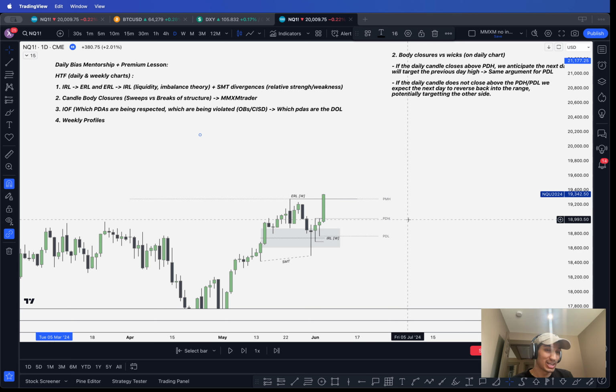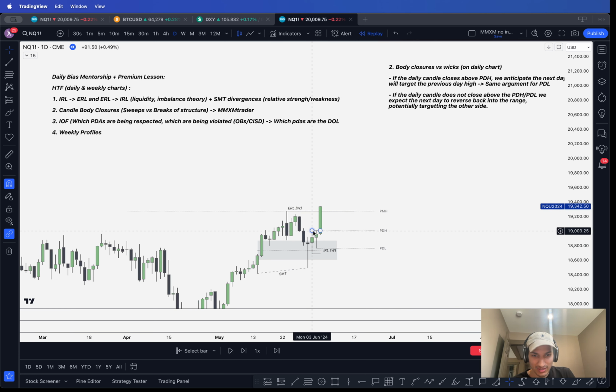Again, we're not even using the economic calendar here or anything. We're just looking at the daily candles, which is so important. Okay, the next day, let's do it. Do we think that the next day is going to go higher?